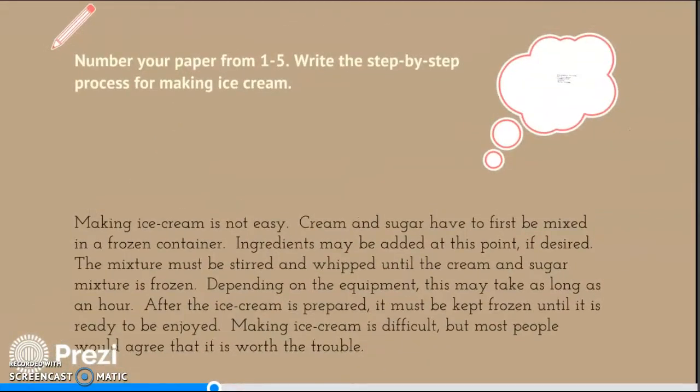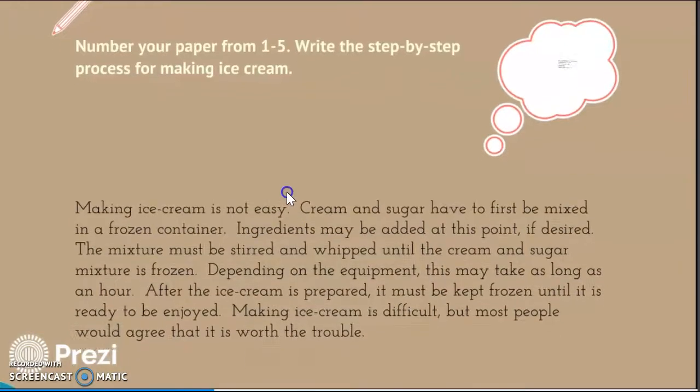Now, I would like you to get a sheet of paper, and I want you to number your paper from 1 to 5. And I want you to write the step-by-step process for making ice cream. I've already written my steps, so I'll show you after I read the paragraph to you.